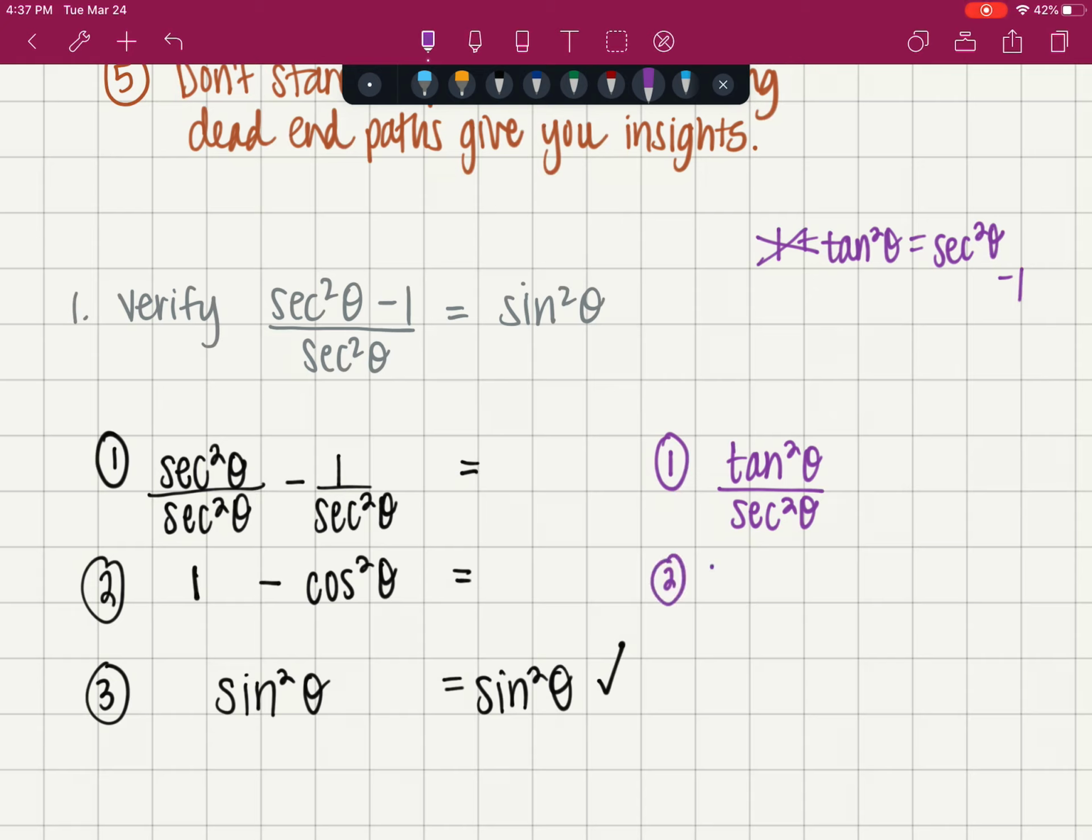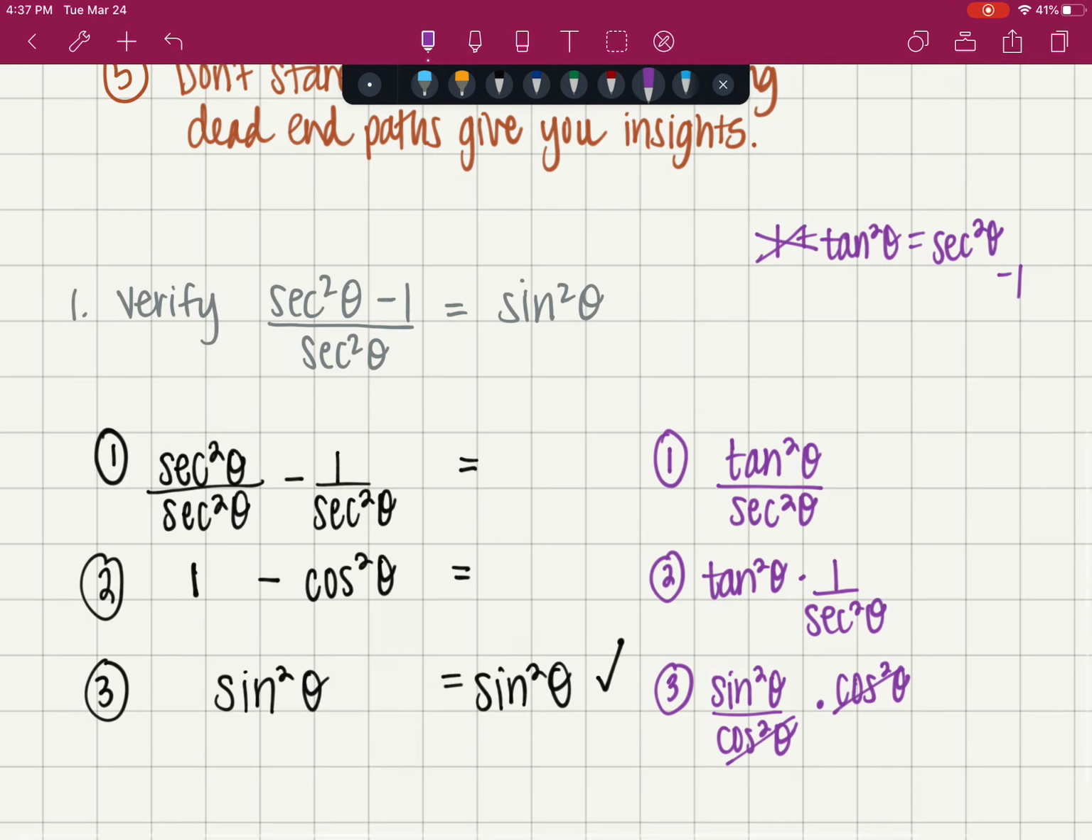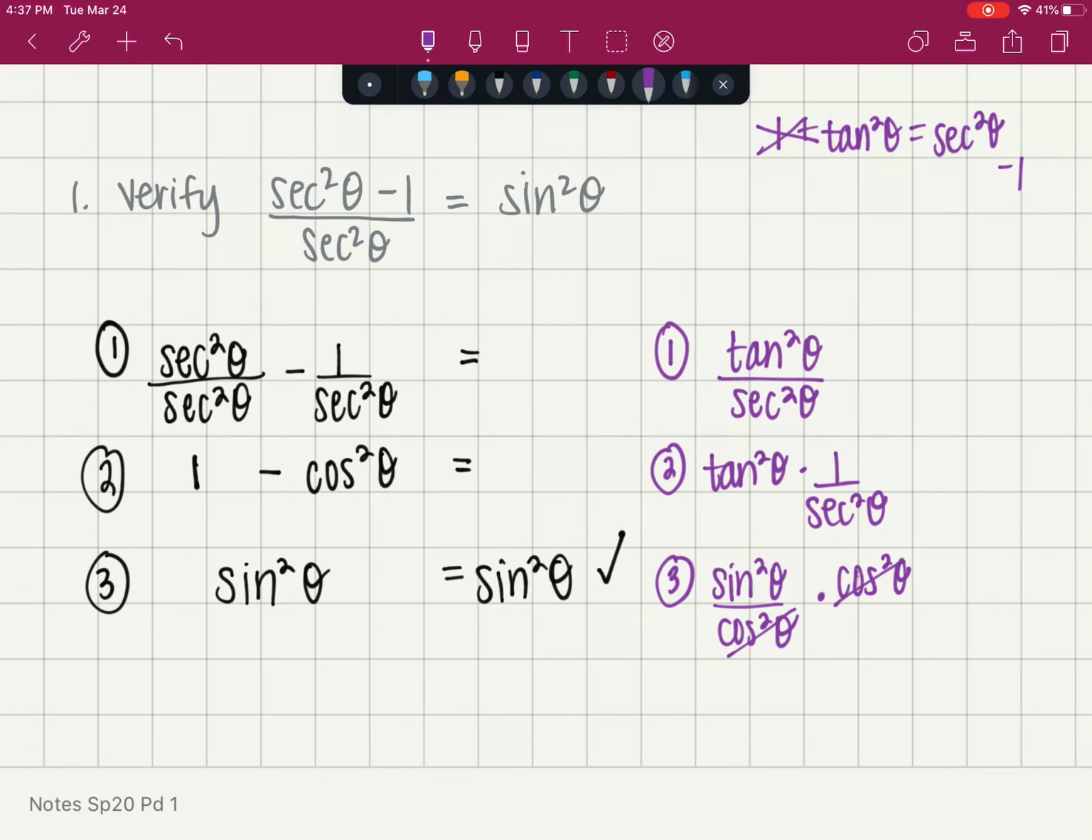And then I'm going to separate these two out: tangent squared times 1 over secant squared. Tangent squared is sine squared over cosine squared, and 1 over secant squared is cosine squared. And these cosine squareds cancel out. Notice how I'm not just leaving it right there. My fourth step is to say sine squared of theta, and that's equal to sine squared of theta. There we go. Either one of those ways is right.